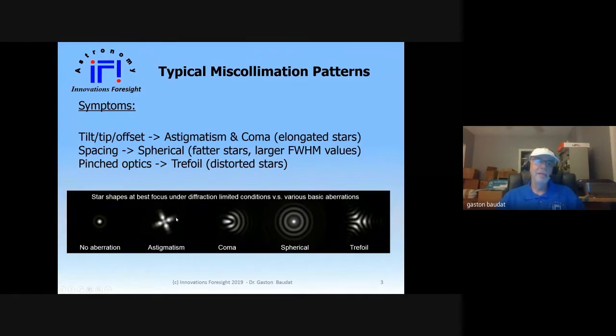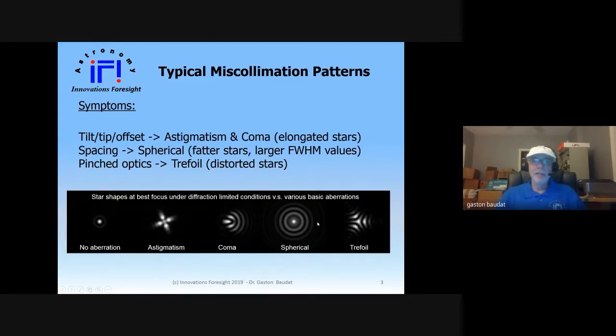If it's asymmetric, it may be an elongated kind of shape in one direction or the other. Coma, I think, is something it's easy to get because it's a quite common aberration on the edge of the field. And if you see it on axis, you have a big issue with collimation. Coma is a comet-like shape of the PSF, the point spread function of the star, of the scope.